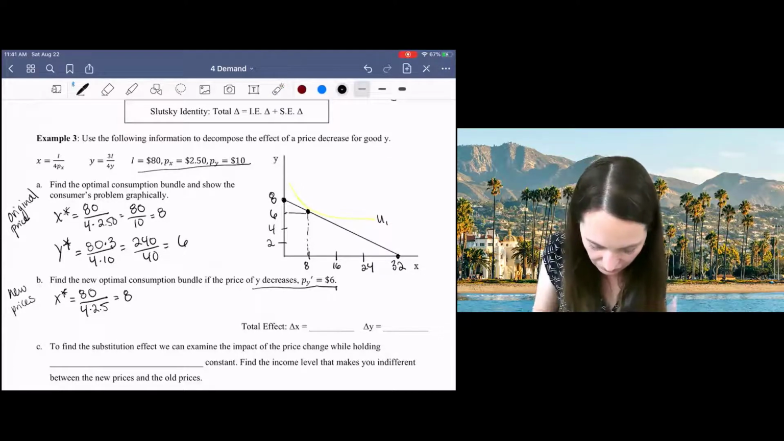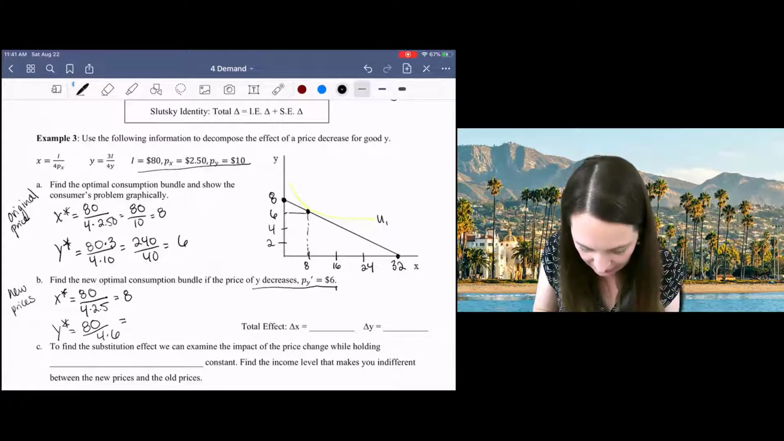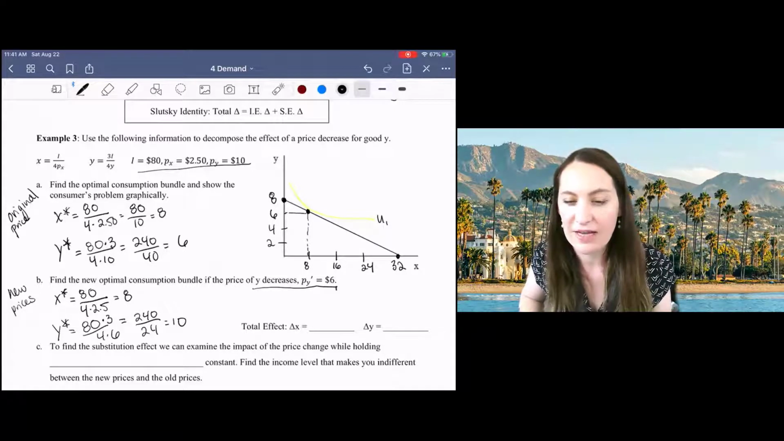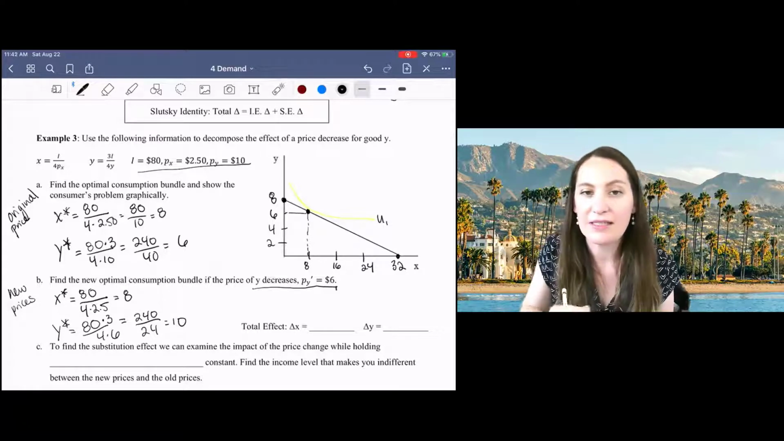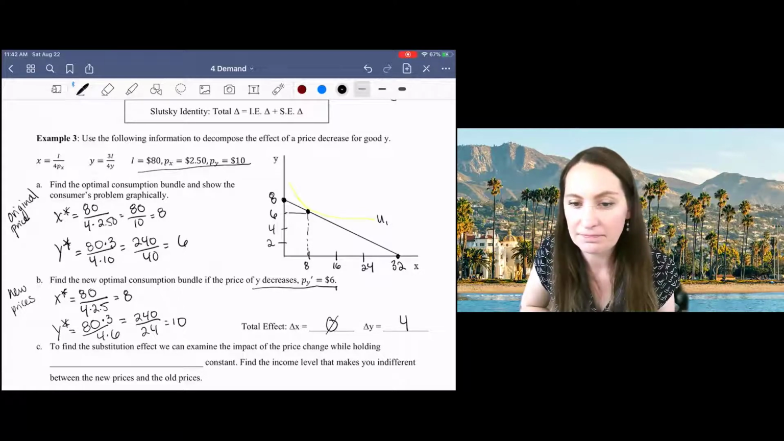All right, so y is going to be 80 over 4 times 6 now, which gives me 80 times 3, that's 240 over 24, which gives me an optimal consumption of 10. Now you can see the total effect of this price change is no change in x and an increase in consumption of 4 units in y.